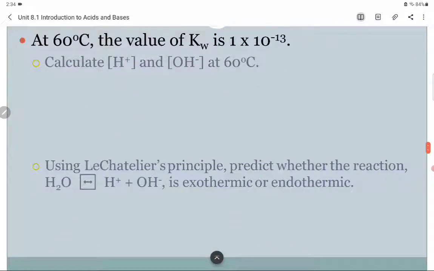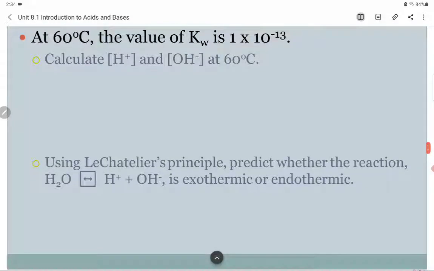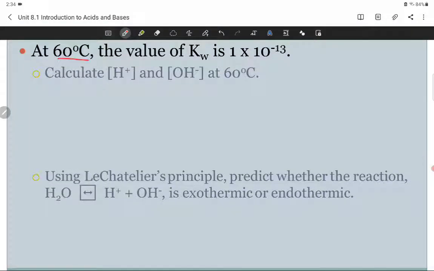Now here's an interesting question. I told you that if you change the temperature, you don't have the same Kw. This time it's 1 times 10 to the negative 13th. So these two values will still be identical because it's like an ICE table, 0 plus x is x, 0 plus x is x. But the K is not the same as it was in our last question.